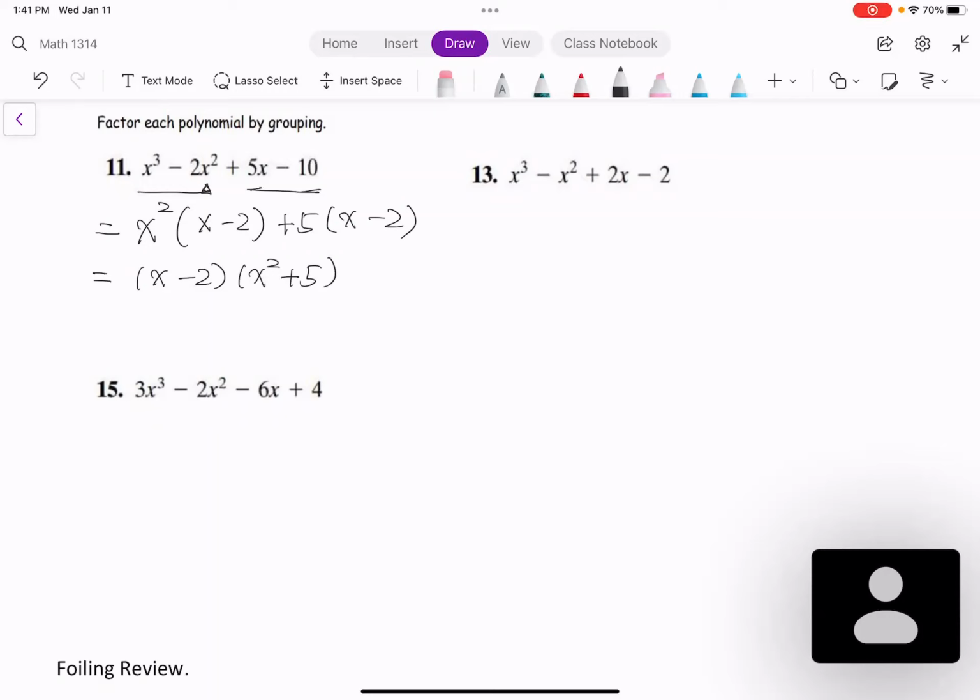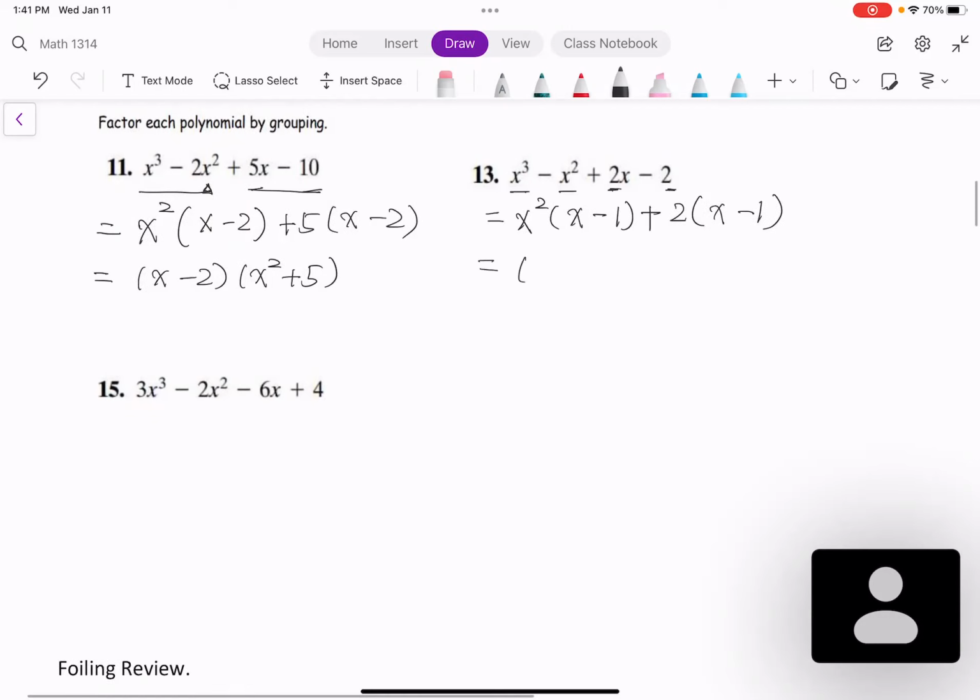Next example, group the first two and the last two. Factor out the GCF from the first two, we have x squared times x minus 1, plus, factor out the 2 from these two terms, we can have x minus 1.